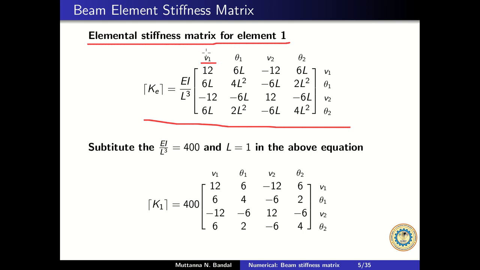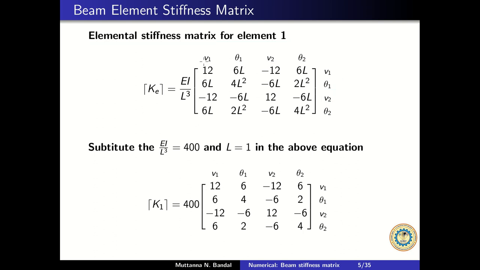So I will renumber it as V1, theta 1, V2, theta 2, and similarly row-wise I will write it as V1, theta 1, V2, theta 2. Writing this will help you while assembling the global stiffness matrix. Suppose we have two elements, then I will have two stiffness matrices. While assembling those stiffness matrices, this numbering of the columns and the rows will be very useful. We will discuss this in the next problem.